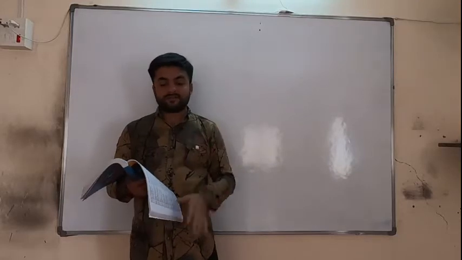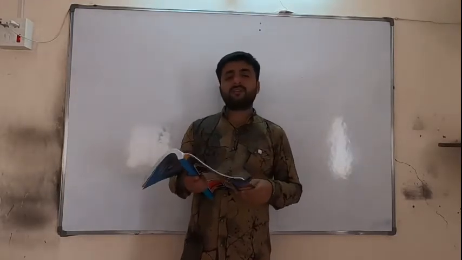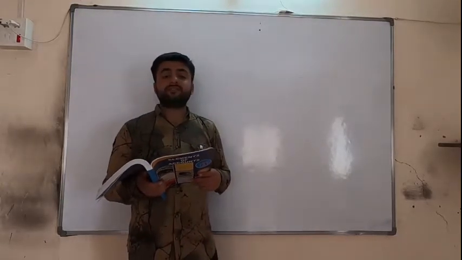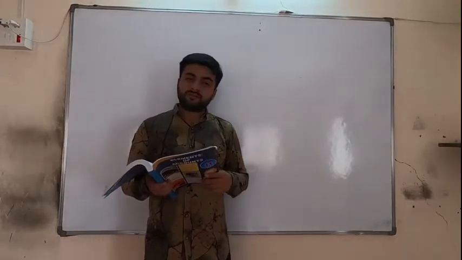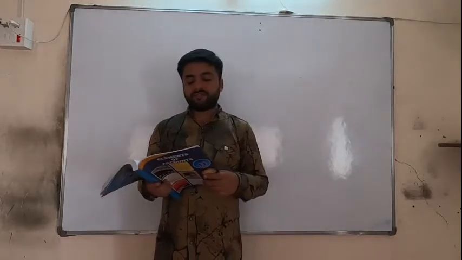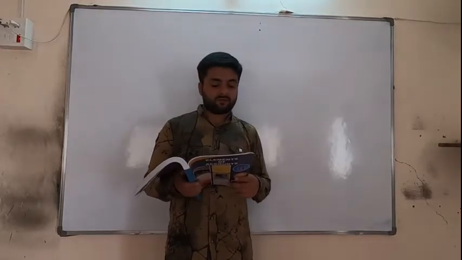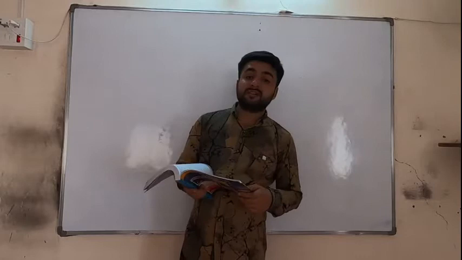What are these things? I will explain later. They are our assets, so real account. Interest paid is our expense, nominal account. The interest received is our income, so nominal account. Insurance premium is our expense, so nominal account. Bad debts recovered is our income.